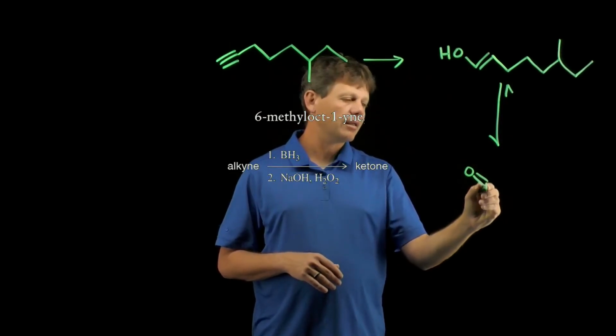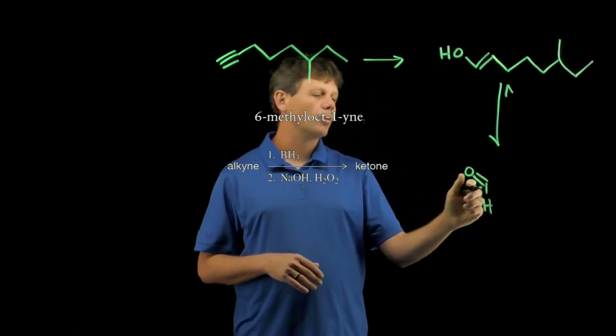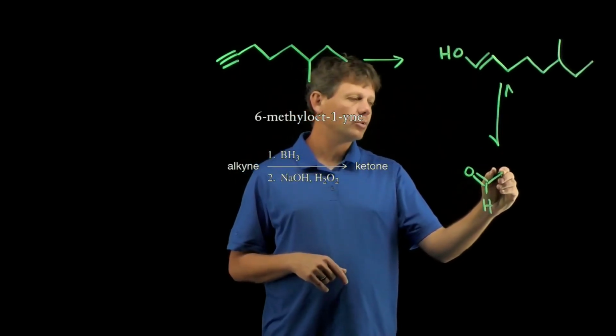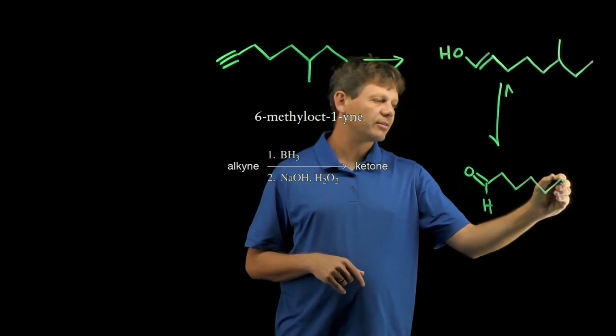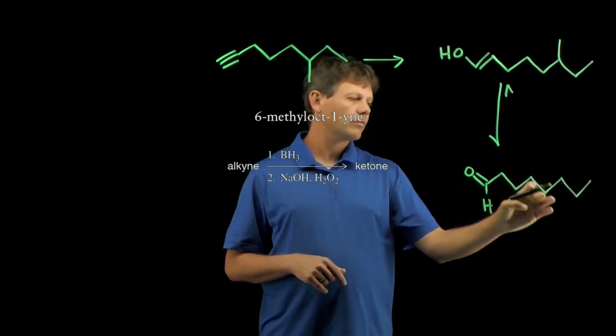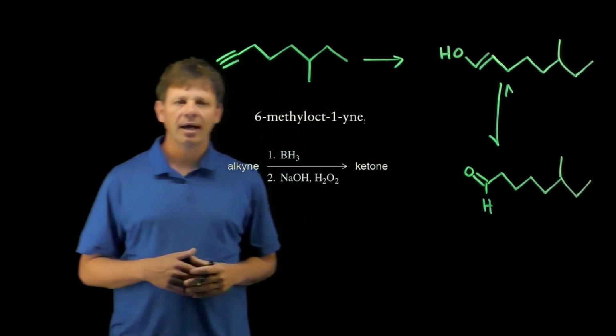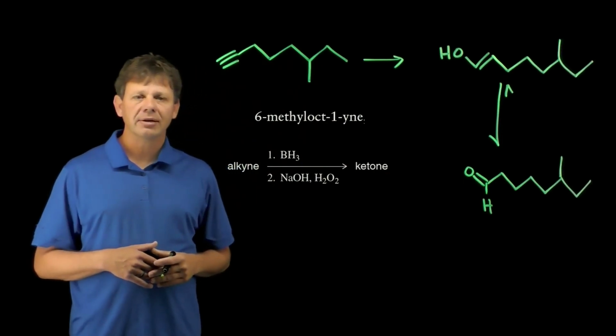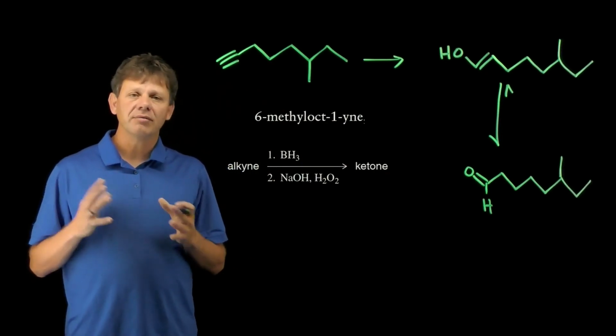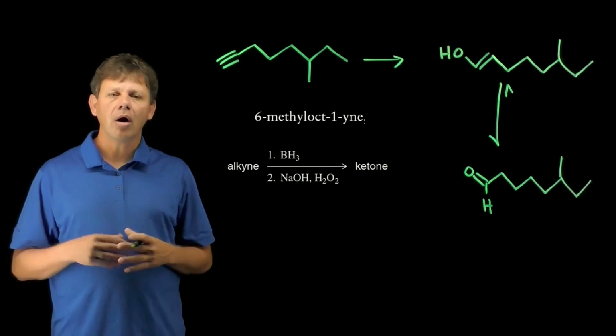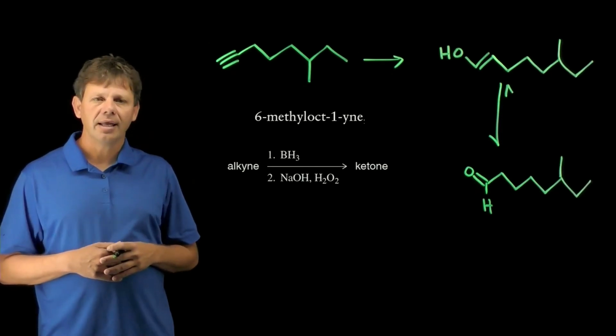Let's draw in that aldehyde carbon. This is carbon 1, and now we'll count 2, 3, 4, 5, 6, 7, 8, with a methyl at the 6th carbon. This aldehyde will be the product of the reaction. And the hydroboration of a terminal alkyne will always give an aldehyde as the product.